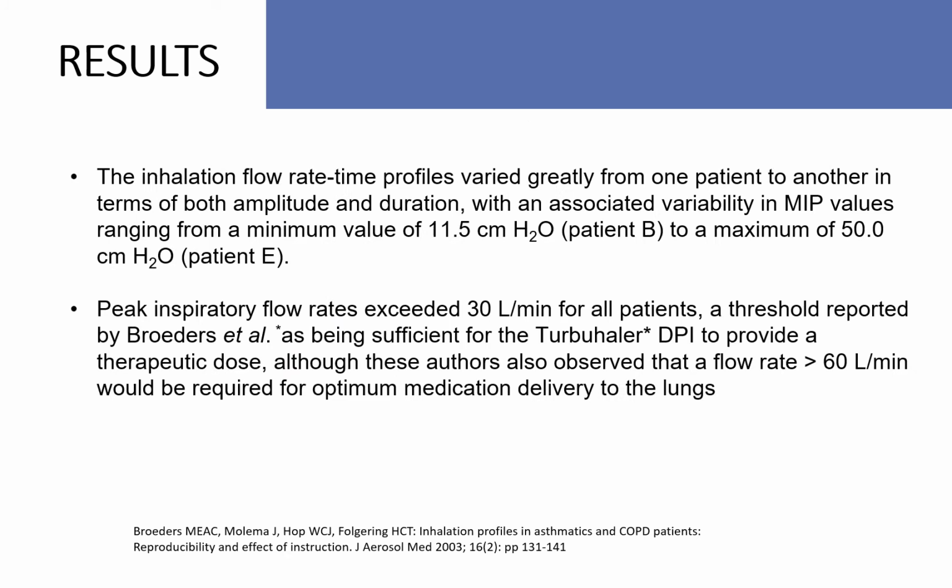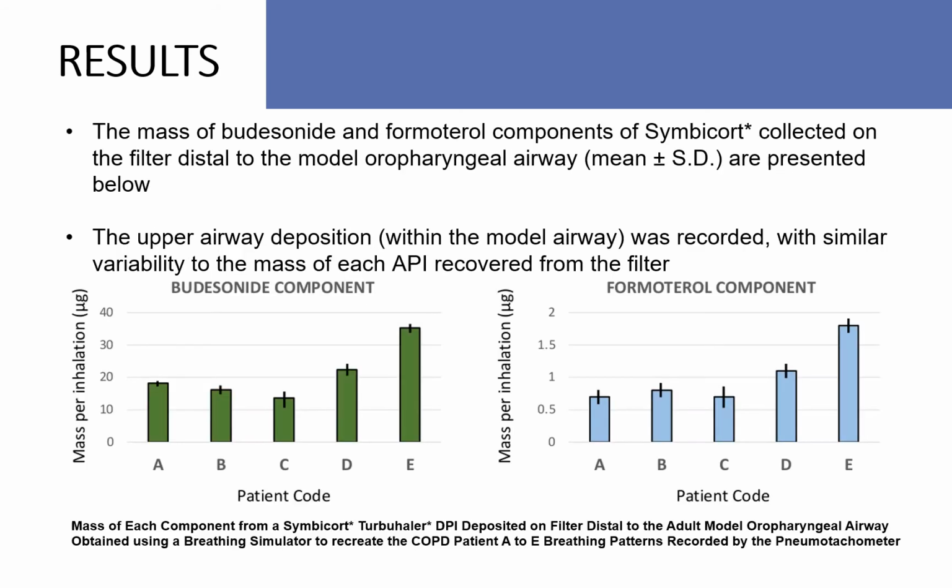The inhalation flow rate time profiles vary greatly from one patient to another in terms of both amplitude and duration, with an associated variability in mean inspiratory pressure values ranging from a minimum of 11.5 to a maximum of 50 centimeters of water. Peak inspiratory flow rates exceeded 30 liters a minute for all patients, a threshold reported by Broders as being sufficient for the Turbuhaler DPI to provide a therapeutic dose, although these authors observed that a flow rate greater than 60 liters a minute would be required for optimum medication delivery to the lungs.